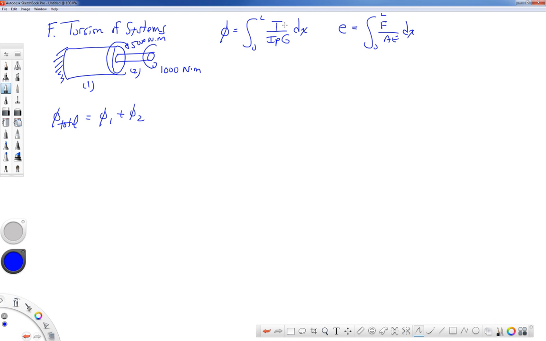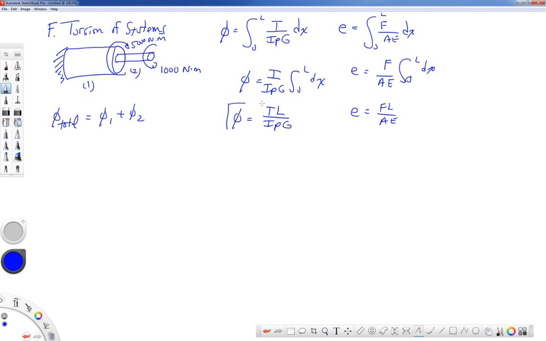Now, if you have a constant force, material properties, and cross-section, then this integral becomes pretty easy. Likewise, in tension problems, if we had a constant force, cross-sectional properties, and material properties, then we have an integral of dx. And so in this case, our formula is TL over I sub p G, and in this case, little e is equal to FL over AE. These are two important formulas that you really ought to know.